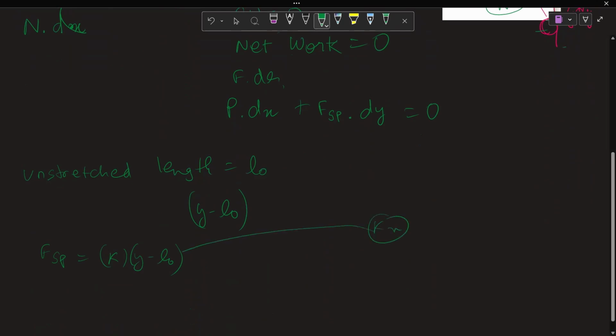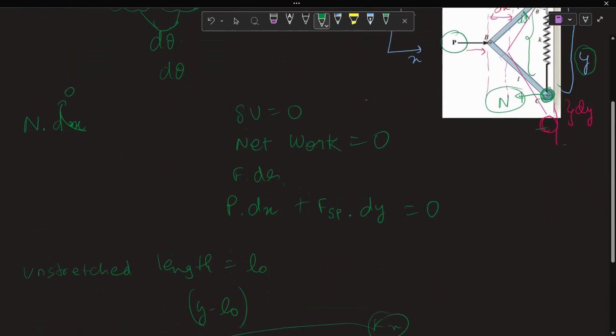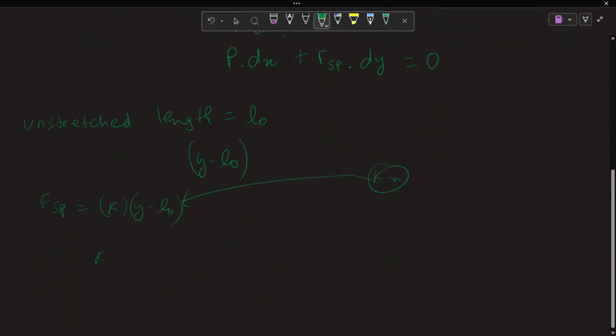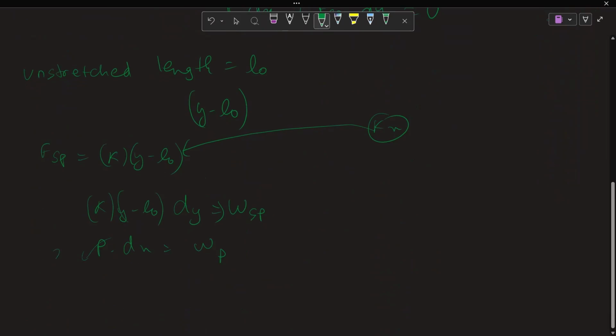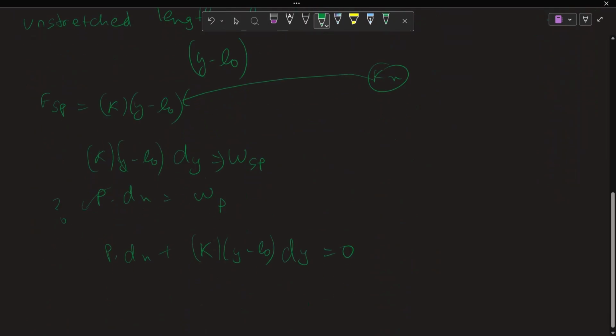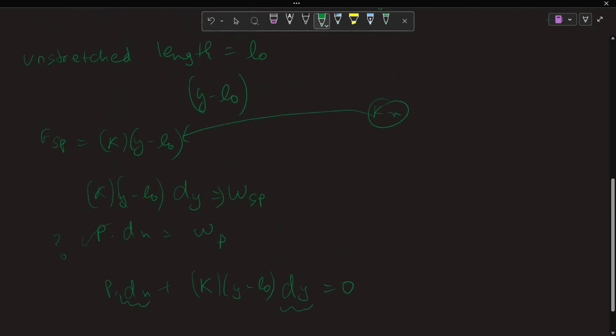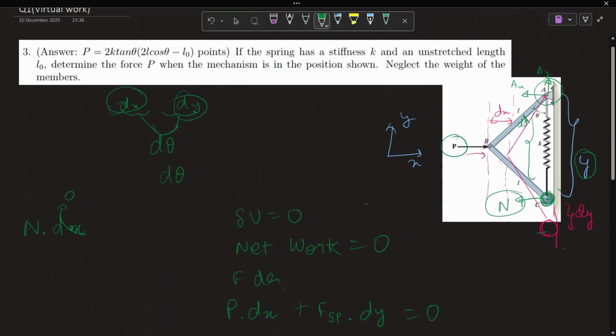Kx, simple. So from this we get K(y minus L naught) as the spring force, into dy. K(y minus L naught) dy is the work done by the spring, and P times dx is the work done by the force P. We don't know P, but what we know is P dx plus K(y minus L naught) dy equals 0. But again, how to find dx and dy? As I told you, reduce them to one parameter so that we get d theta on both sides, and since the right hand side is already 0, we can cancel d theta.